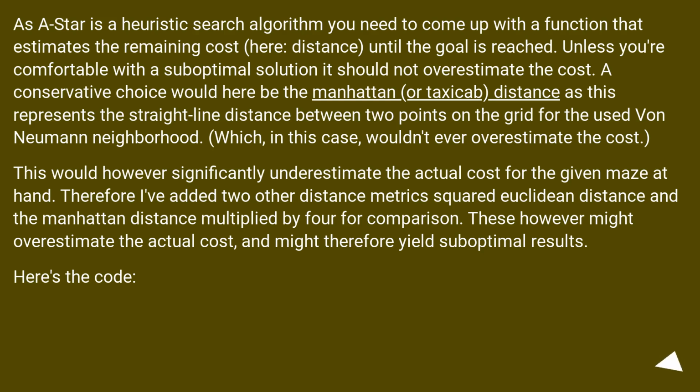This would, however, significantly underestimate the actual cost for the given maze at hand. Therefore, I've added two other distance metrics for comparison: squared Euclidean distance and the Manhattan distance multiplied by 4. These, however, might overestimate the actual cost, and might therefore yield suboptimal results. Here's the code.